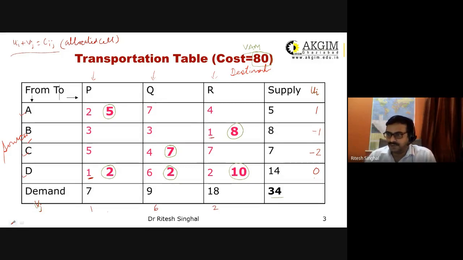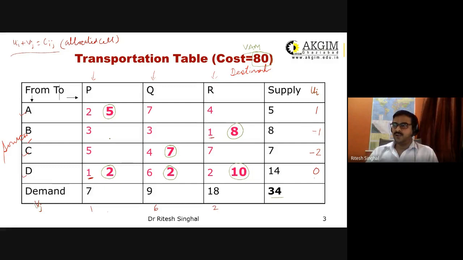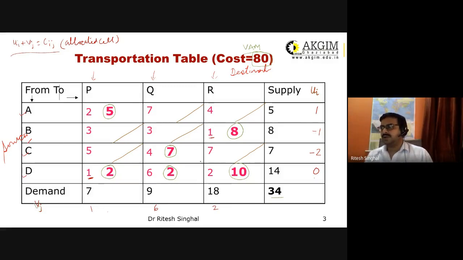After calculating these values, we have to identify unallocated cells. I mark these unallocated cells here so that you can easily understand. So these unallocated cells are to be marked. Yes, 1, 2, 3, 4, 5, 6 unallocated cells are there. Now the logic is, we have to find the opportunity cost in these unallocated cells.